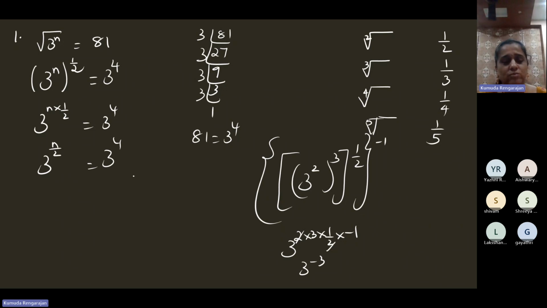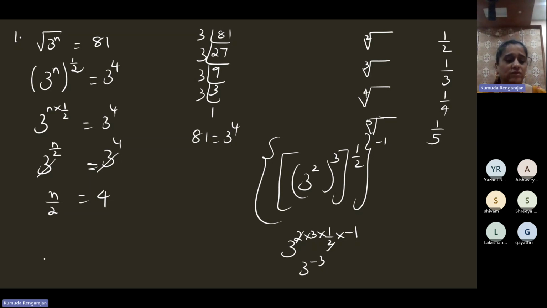So bases are same on both the sides. Equating the powers, we get n by 2 is equal to 4. Bases are same on both the sides, 3, 3 on either sides. So equating the powers, n by 2 is equal to 4. Don't cancel the 3, but it's like cancelling the equal bases on both the sides.